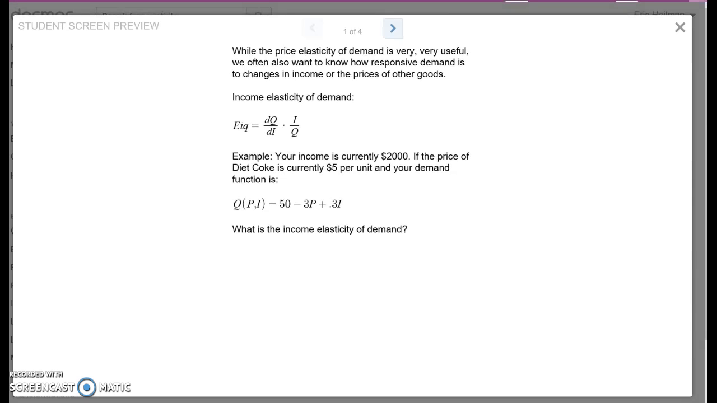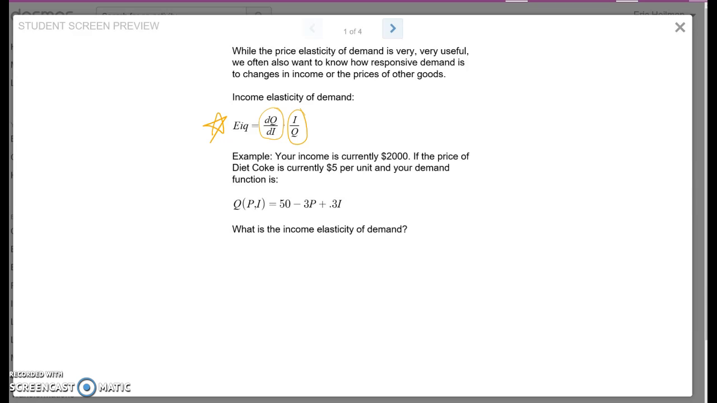So this is measuring how responsive the quantity you demand is to changes in your income. Like if you get a raise, does your demand for a good change by a little bit, or does it change by a lot? The formula for elasticity is basically still the same. When you apply the power rule to the demand function, instead of taking the derivative with respect to P, now we're going to take it with respect to I. And then the second term, instead of P over the quantity demanded, you have I, income, over the quantity demanded. So we're just going to work through this example.